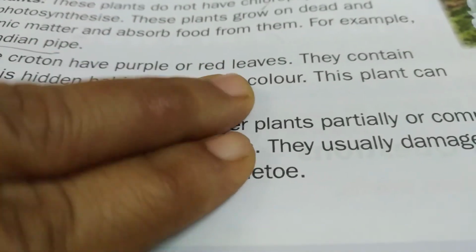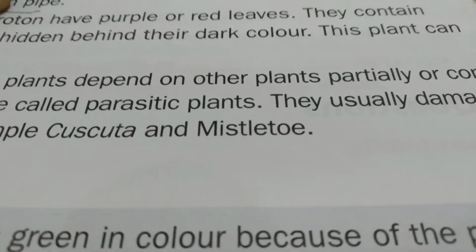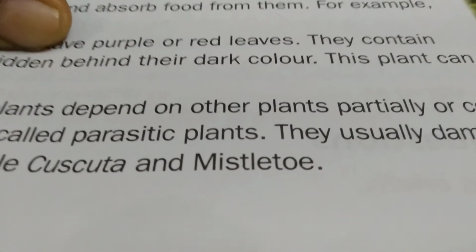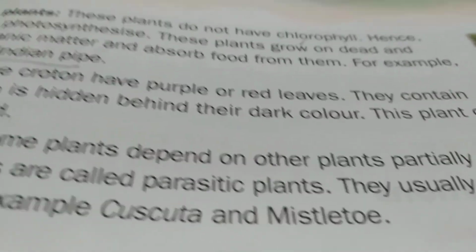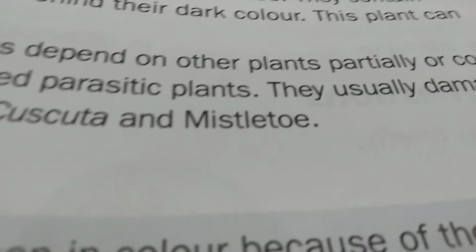Some plants like croton have purple or red leaves. You have seen, children, when you go to a nursery, ask about croton plants. They will show that. They contain chlorophyll which is hidden behind their dark color. This plant can make its own food. Next, coming to the parasitic plants.